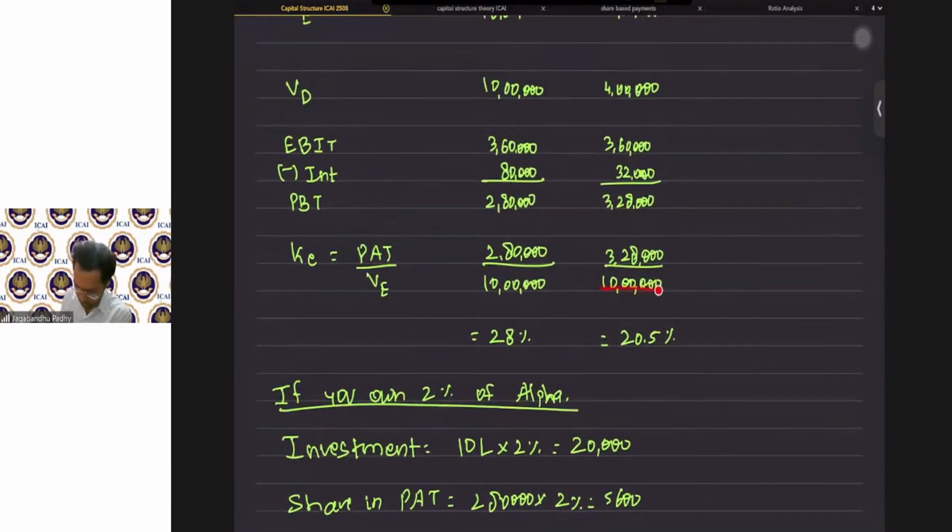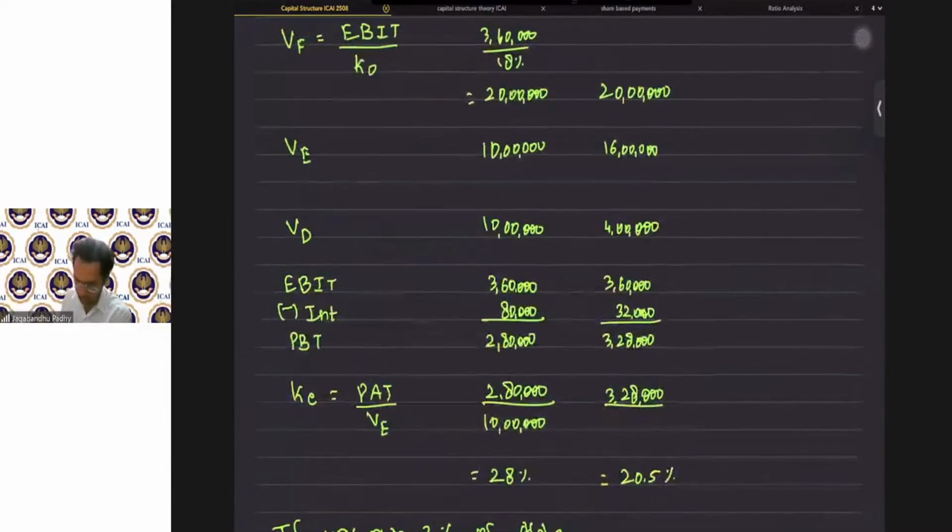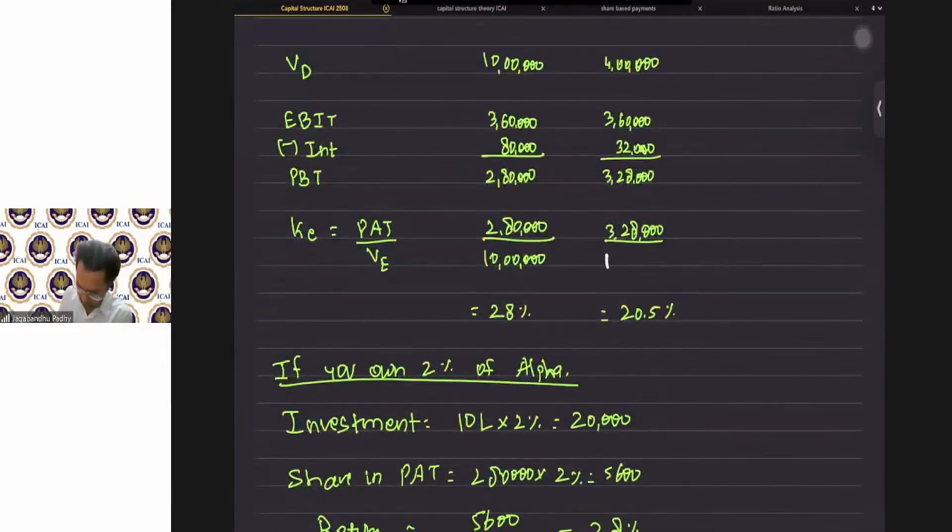Oh, sorry, this is a mistake. It's not divided by 10 lakh. It is divided by 16 lakh. Correct.